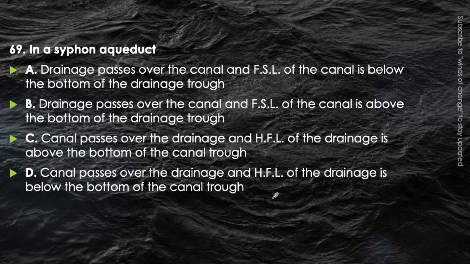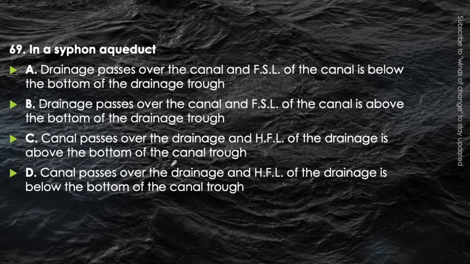In the case of an aqueduct, first of all, canal is over the drainage. So the option in which the canal is over the drainage can only be true. Only C and D will be the probable answer. A and B cannot be the answer because in these the drainage is over the canal. Now when the canal passes over the drainage, there are two cases. Either highest flood level of the drainage is above the bottom of the canal trough, or HFL of the drainage is below the bottom of the canal trough. In case when HFL of drainage is below the bottom of the canal trough, in that case it will be called an aqueduct.